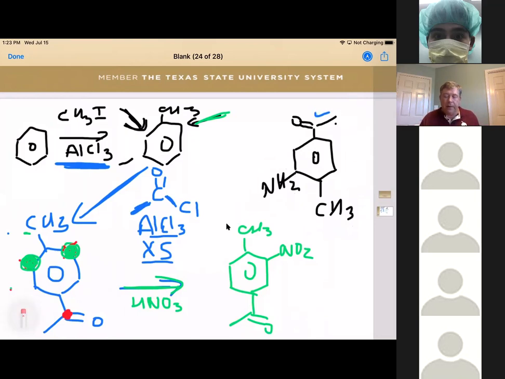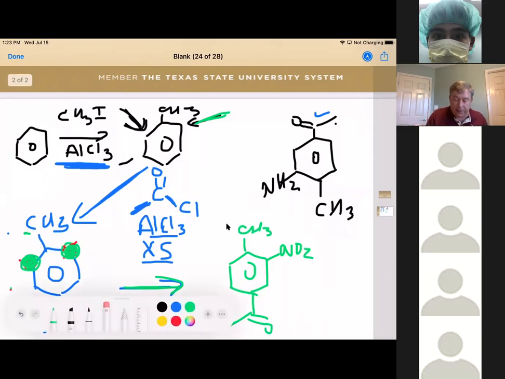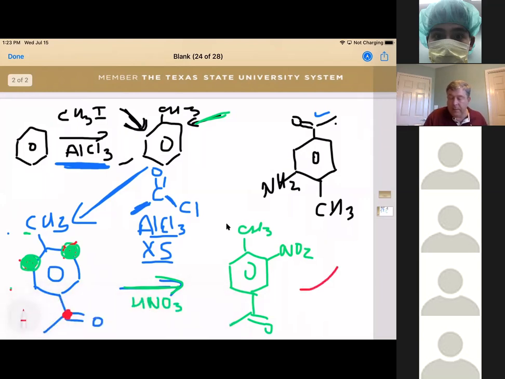Okay, so now that we have this, we have our methyl group, which is unaffected by the reduction, and our carbonyl group, which is also unaffected by the reduction. If we use a reducing agent, it was just zinc and HCl, or tin and HCl. We don't want to use something like a hydrogenating agent or lithium aluminum hydride because it'll attack the carbonyl.